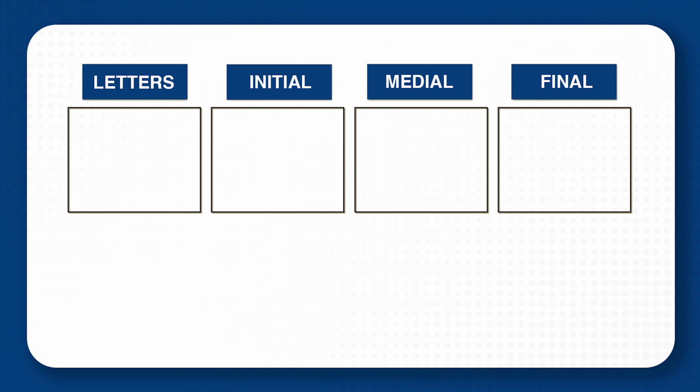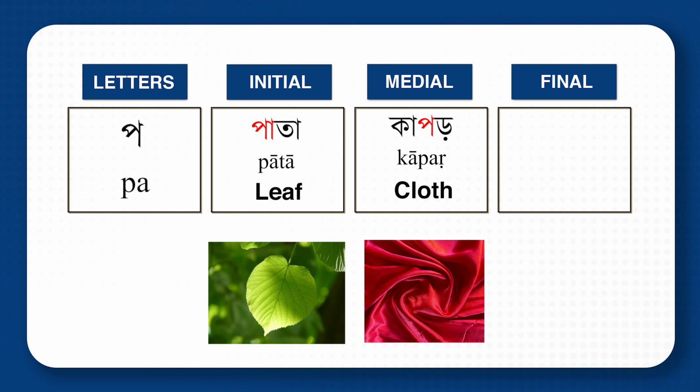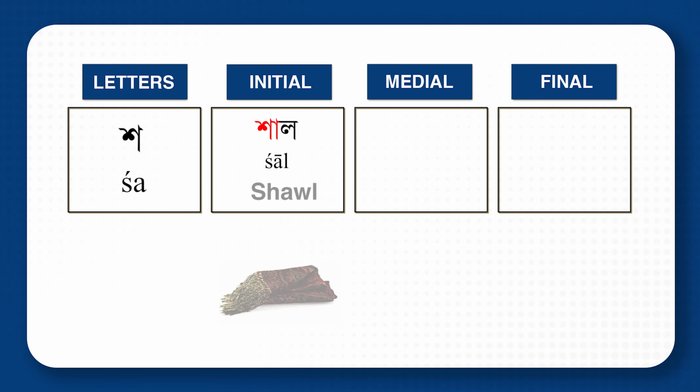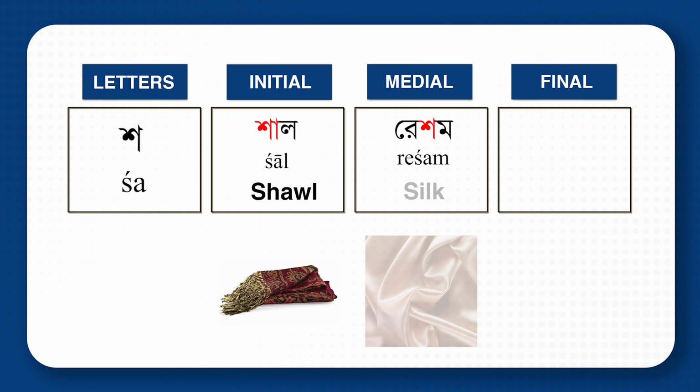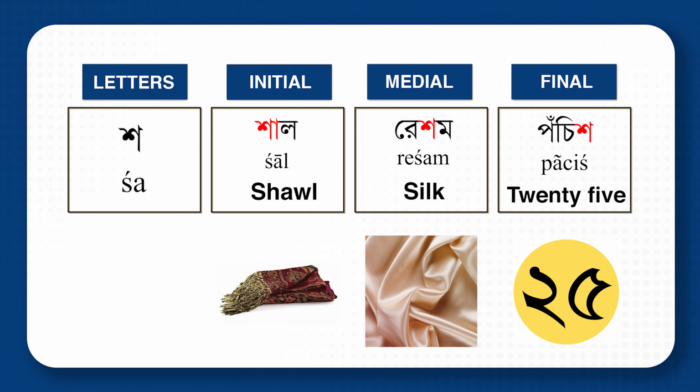The next letter is Pa. In initial position, it can occur in Pata, which means leaf, in medial position in Kapur, which means cloth, in final position in Deep, which means lamp. The next letter is Talibosha. In initial position, it can occur in Shal, which means shawl, in medial position in Resham, which means silk, and in final position, it can occur in Pochish, which means 25.